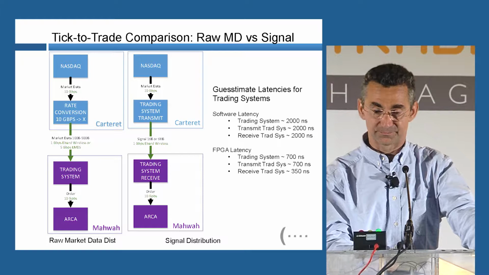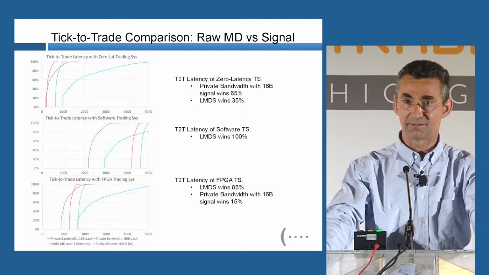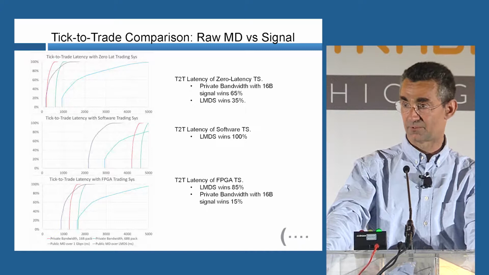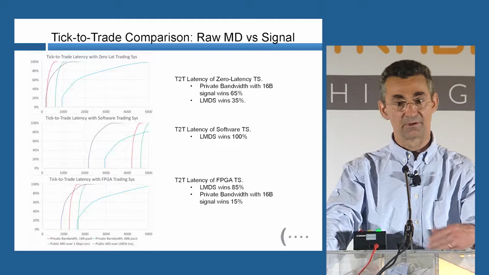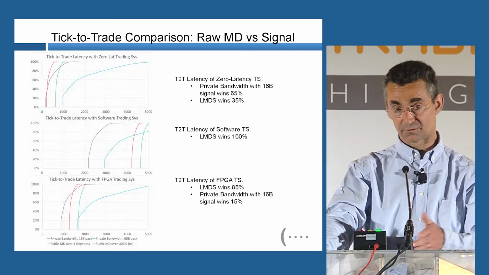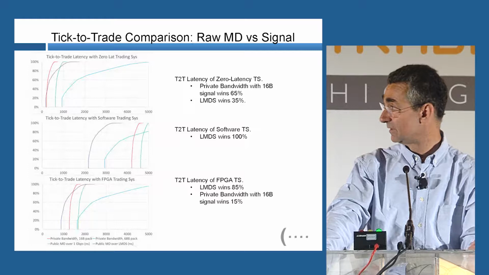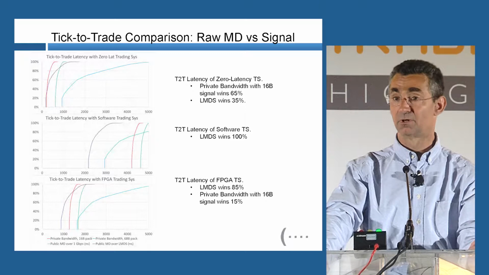So now this is the mixing of everything. On the first graph on the top, you see the zero latency assumption, and there are four lines. One is raw data over 7 gigabits, and that's the one that starts the most to the left, always at the very bottom. It's the violet one. The blue one is raw data over a 1 gigabit per second line.